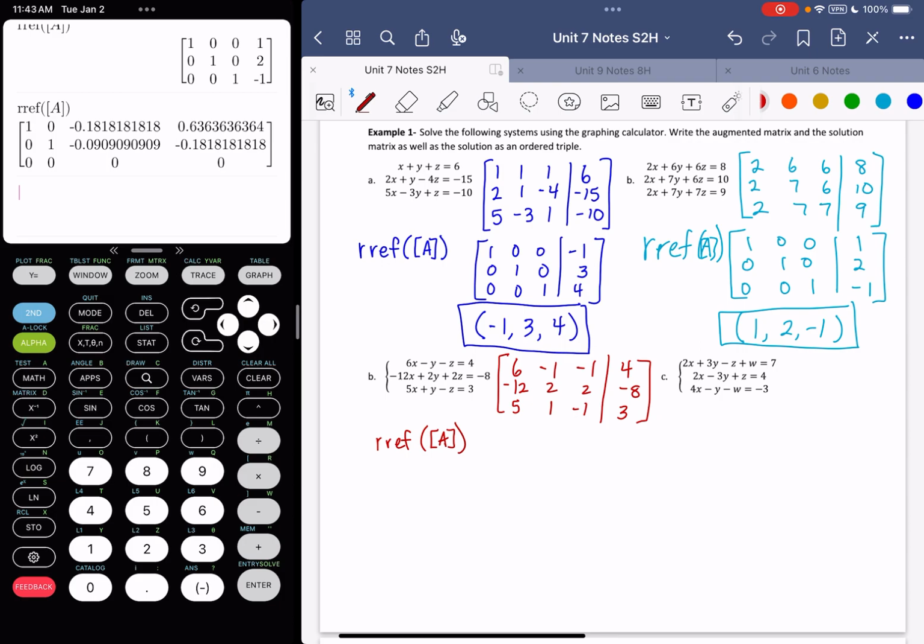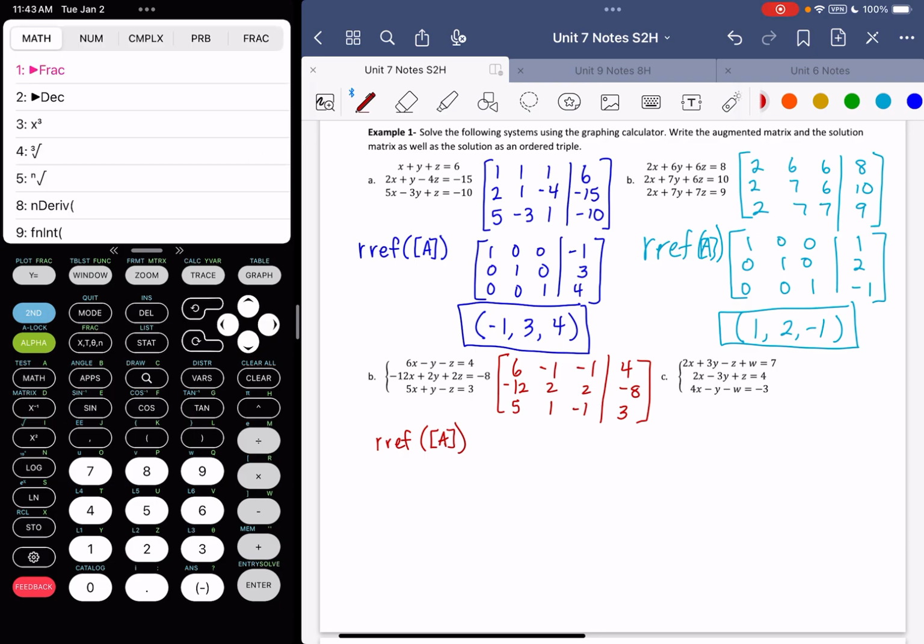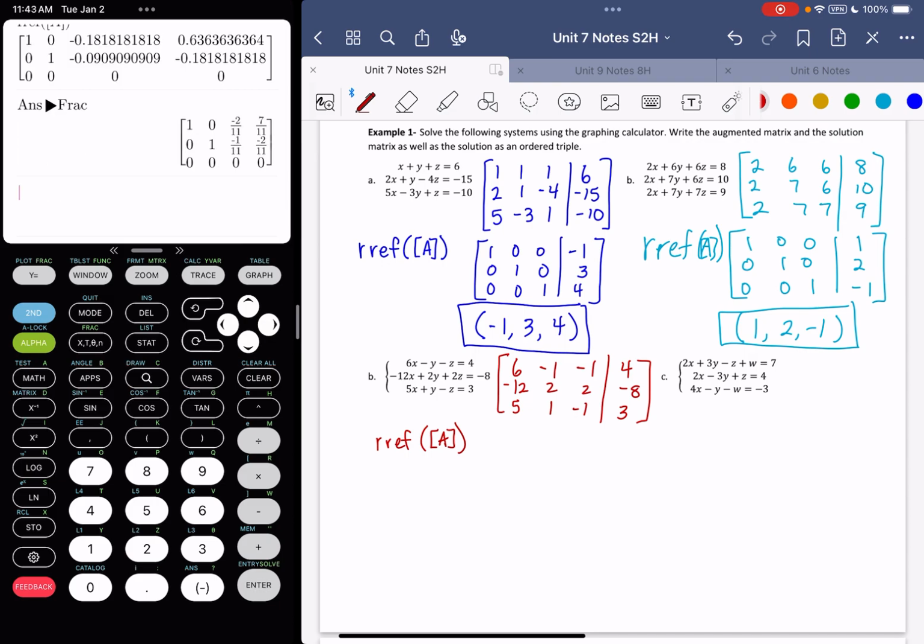All right, we got something funky looking. We want it as fractions because that is way better than those ugly decimals. So we're going to hit math and then enter, and it'll turn it all into beautiful fractions for us. So we have 1, 0, negative 2 elevenths, 7 elevenths, 0, 1, negative 1 11th, negative 2 elevenths, and then we have a row of zeros.